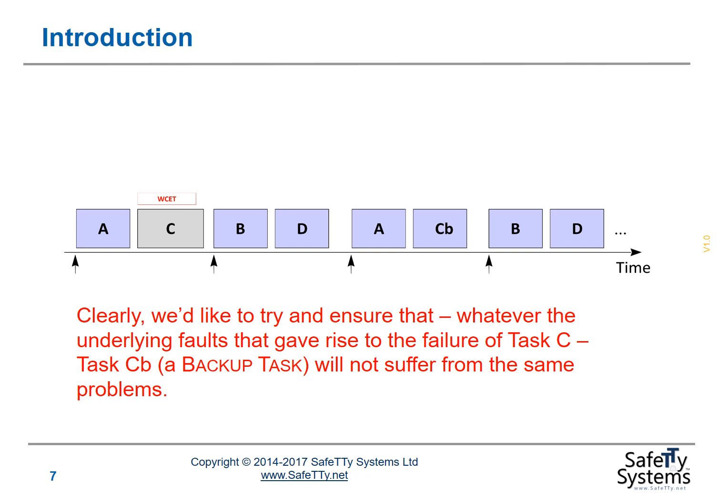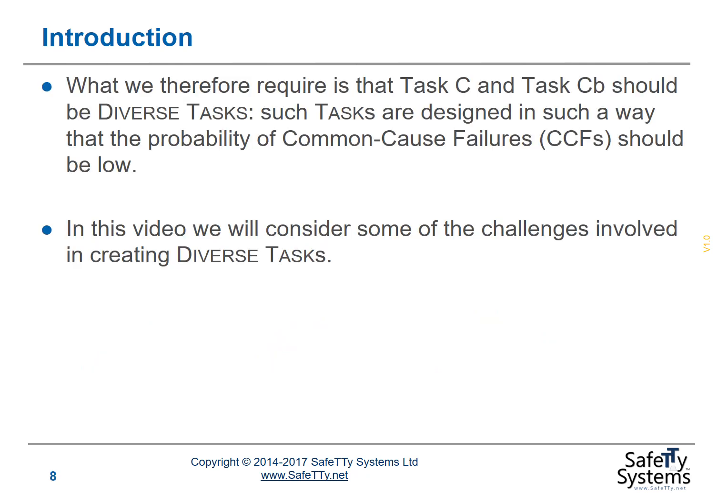So how can we create two tasks that operate in this way? How can we create two versions of a task that have similar but different behavior? How can we do this effectively? That's our focus here. What we require is that task C and task CB should be diverse tasks. Such tasks are designed in such a way that the probability of common cause failures should be low. You'll find a more complete definition of diverse tasks in Appendix 1 in the ERES2 book.